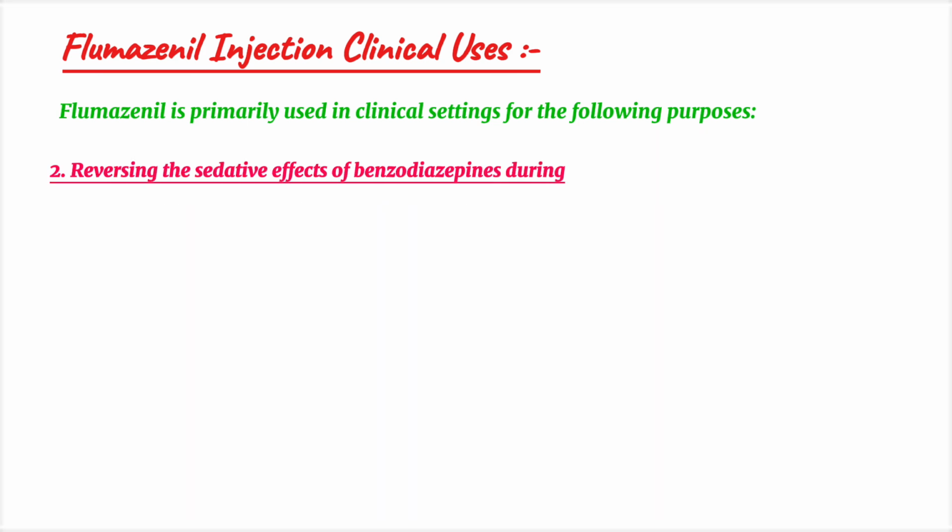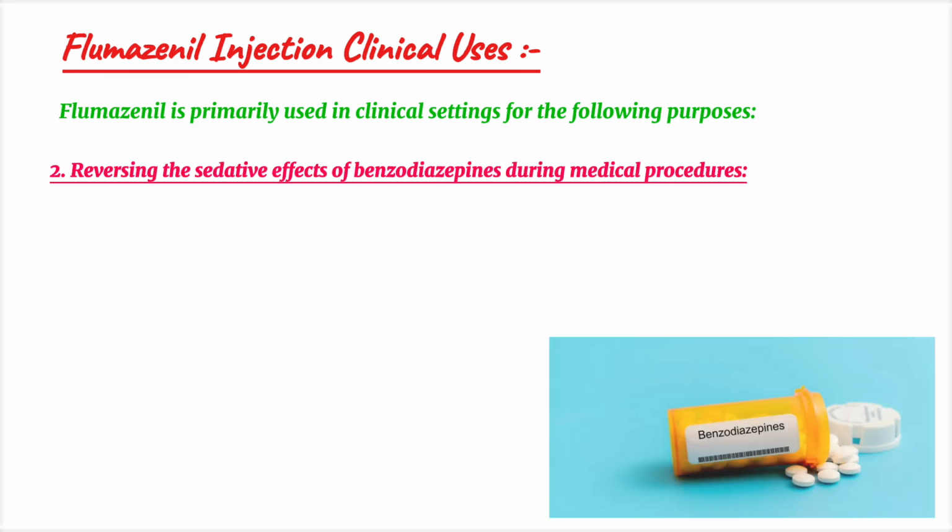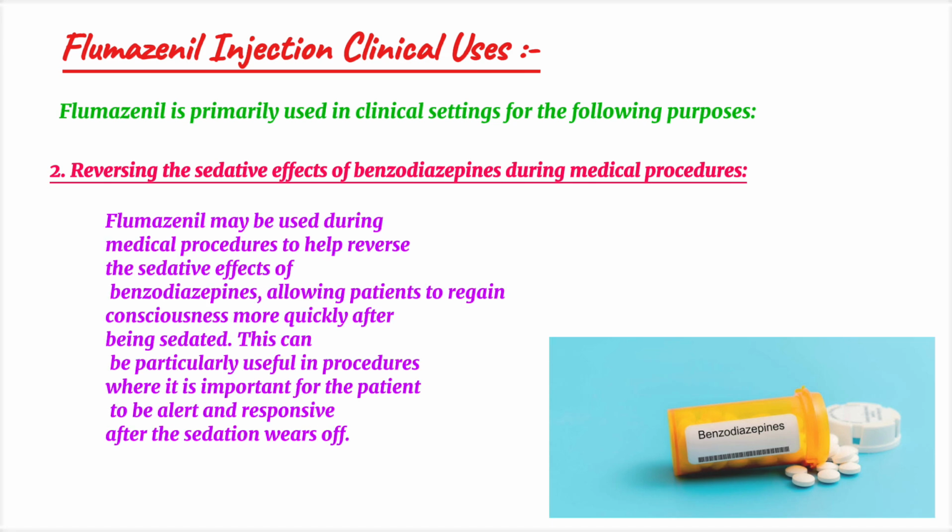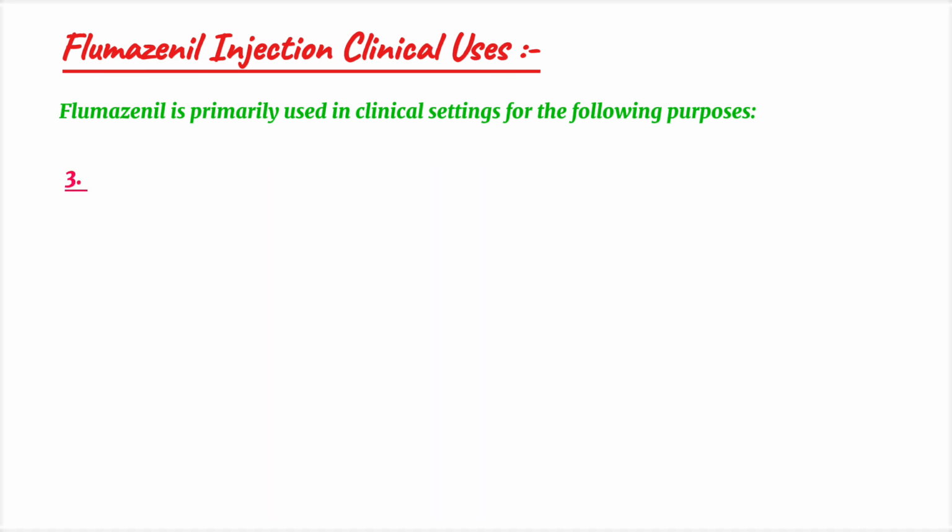2. Reversing the sedative effects of benzodiazepines during medical procedures. Flumazenil may be used during medical procedures to help reverse the sedative effects of benzodiazepines, allowing patients to regain consciousness more quickly after being sedated. This can be particularly useful in procedures where it is important for the patient to be alert and responsive after the sedation wears off.